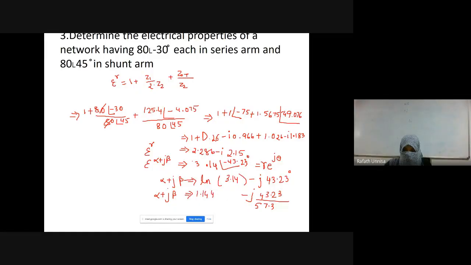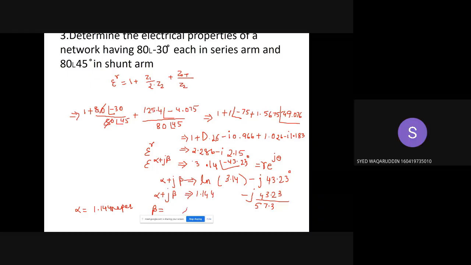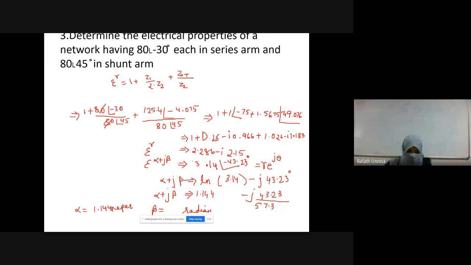1.144 minus j 43.23. So from this I can conclude that alpha is how much nepers? 1.144 nepers, and beta is how many radians? Give me the answer. 0.75. 0.76. 0.76 radians.